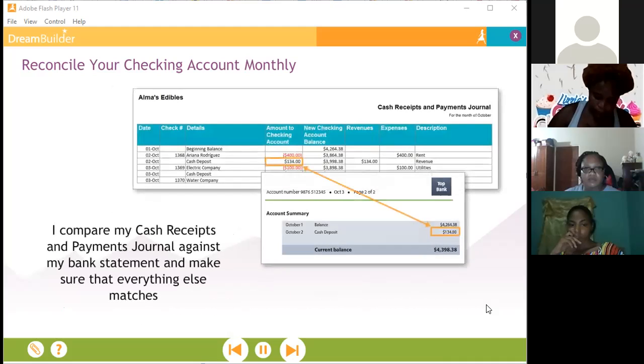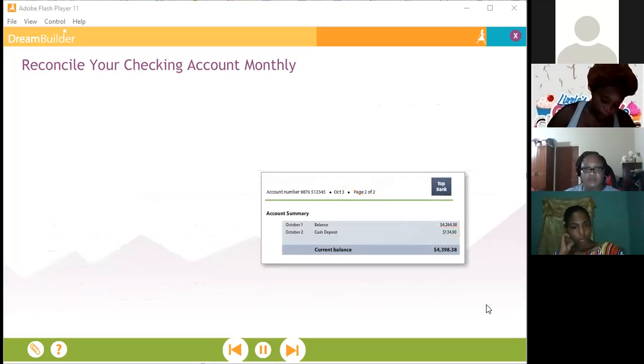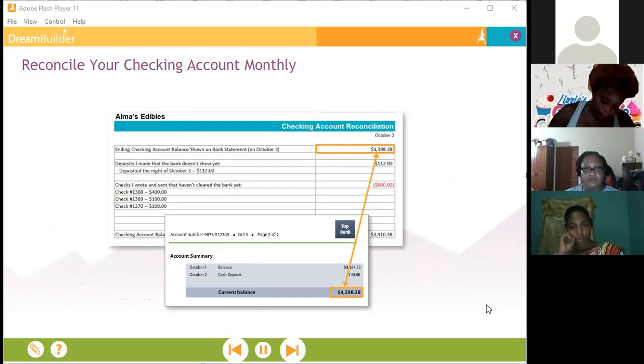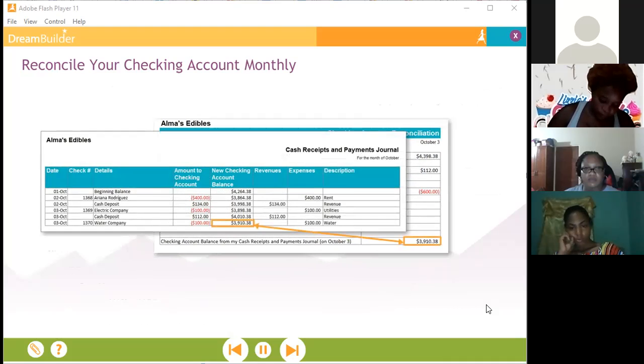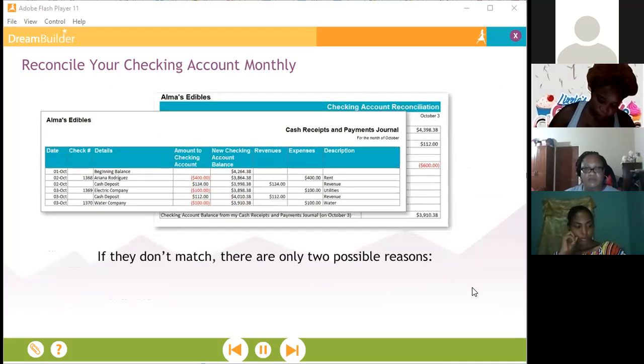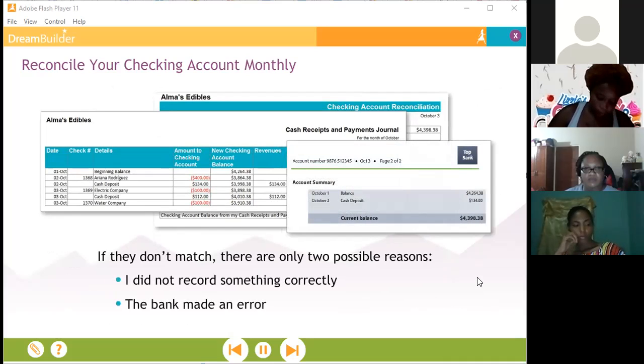Then, I compare my cash receipts and payments journal against my bank statement and make sure that everything else matches. Because I spend a little time every day recording my deposits and my checks, it only takes me about 30 minutes at the end of each month to make sure that everything is properly recorded and matches. If they don't match, there are only two possible reasons. Either I did not record something correctly, or the bank made an error. This comparison helps me to find and correct any problems.